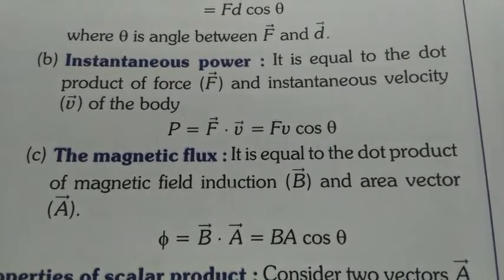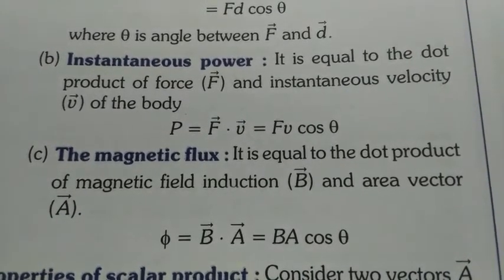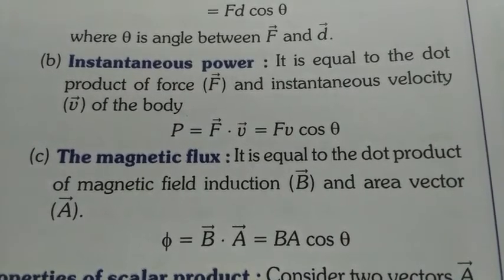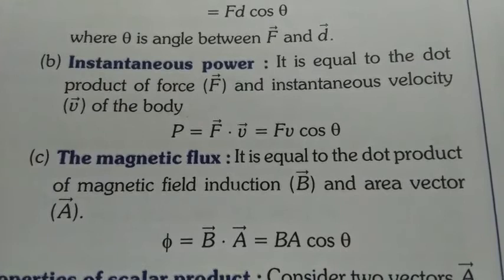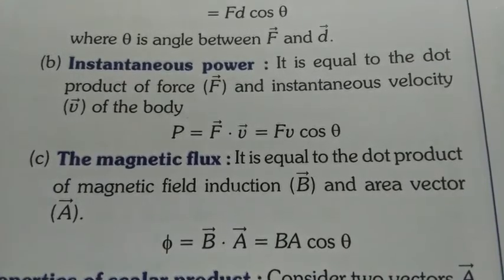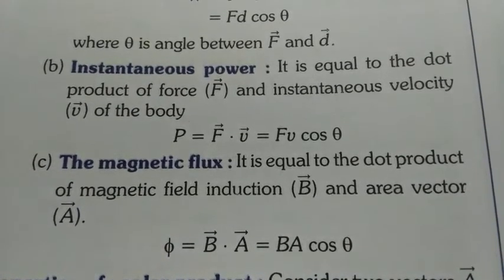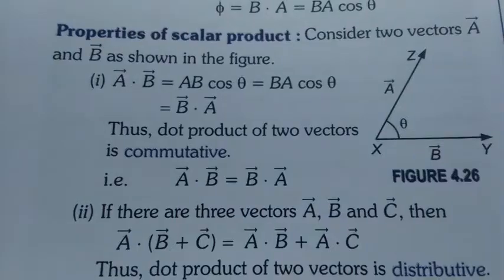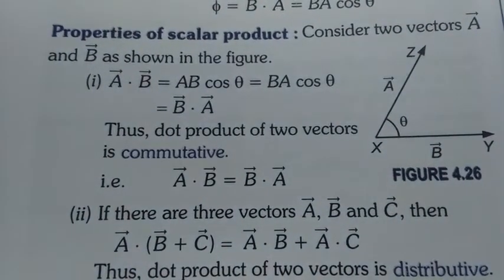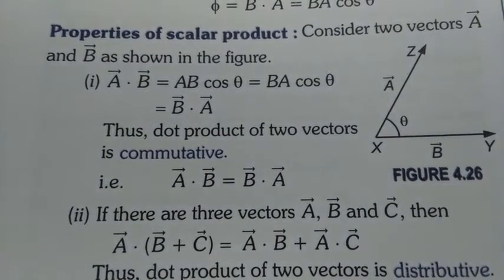About this you are going to study in higher classes. What is magnetic flux, that you will study in higher classes. Right now you just need to know that it is one scalar quantity which is the dot product of two vector quantities, magnetic field and area vector. Now let us discuss some properties of scalar product.